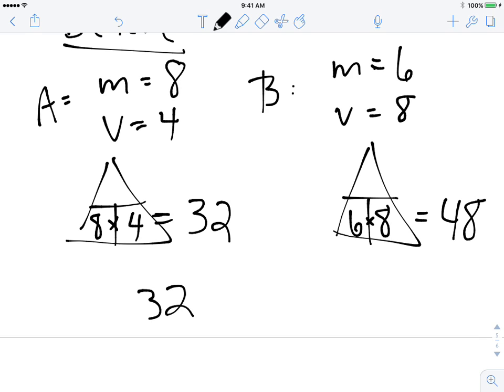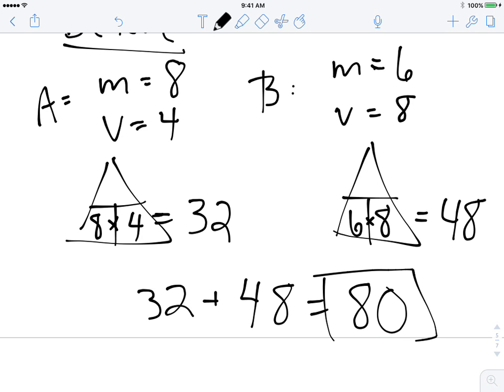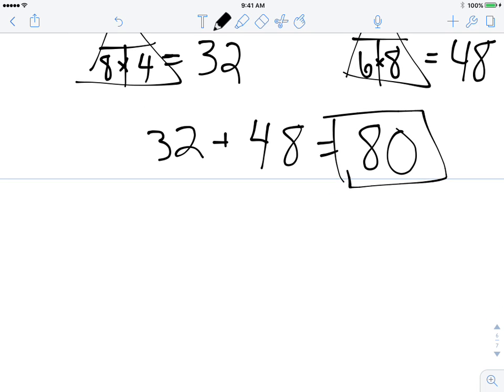All right, so let's see, what is that? 70, that's 80. All right, so before the collision, there's a total of 80. Now, it wants to know the velocity of object B after the collision. All right, so we're going to do an after section as well.